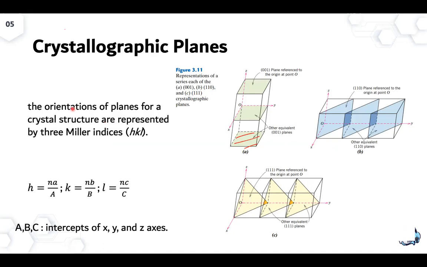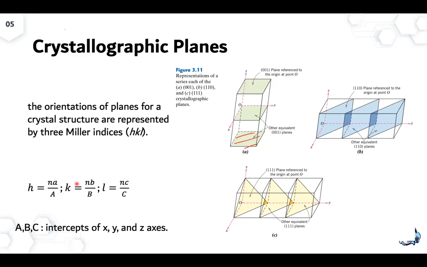A crystallographic plane is actually the orientation of planes of a crystal structure, and this is represented by the Miller indices, in brackets like this, HKL, where H is equal to the length of A divided by A, or this is the intercept of the x-axis.